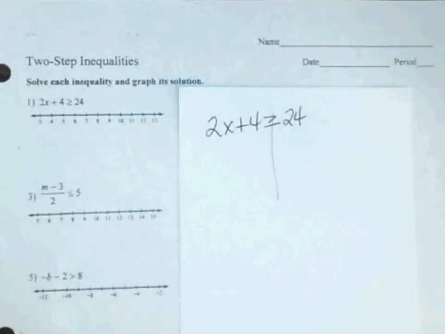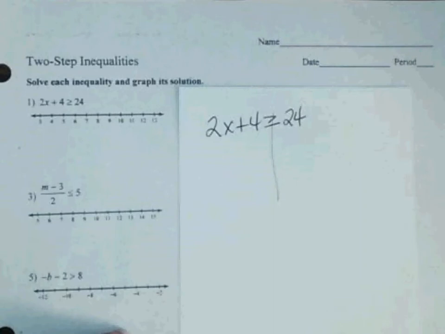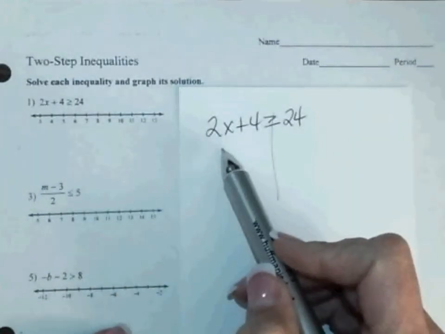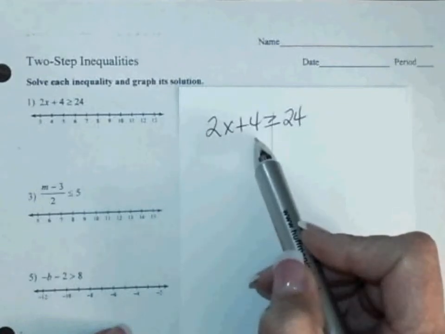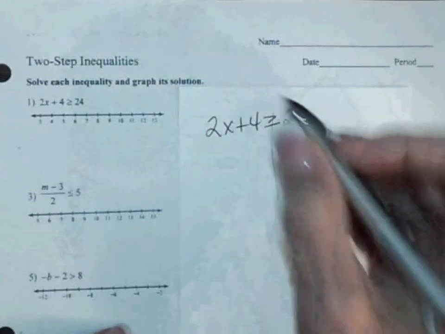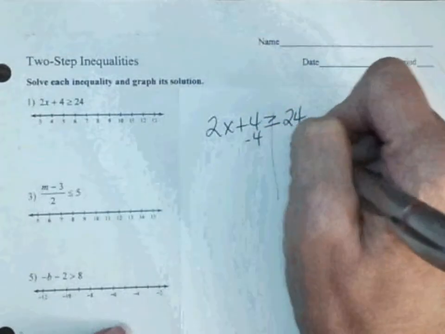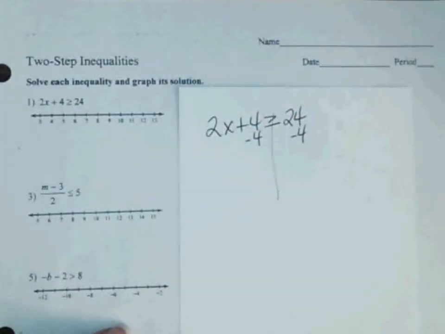So I always like to draw my balance line, and that's just like my reminder, just like when we do equations. If I do it to one side of the inequality, I have to do it to the other side of the inequality to keep my inequality true. So the first thing I want to do always is isolate my variable. So I want to get rid of the constant 4. So the zero pair for positive 4 is negative 4. So I'm going to subtract 4 from both sides.